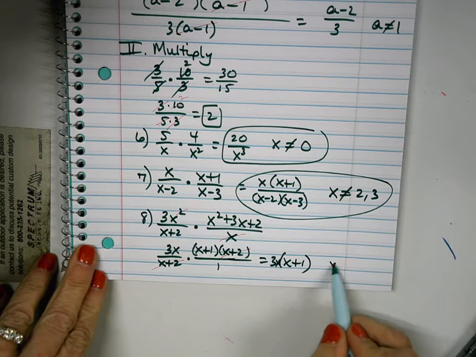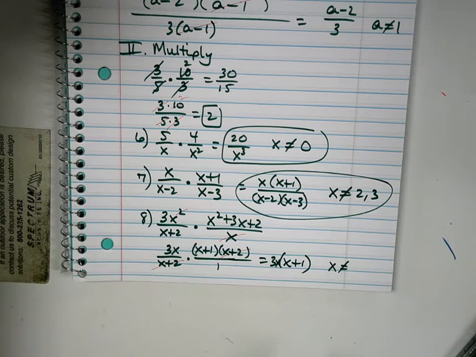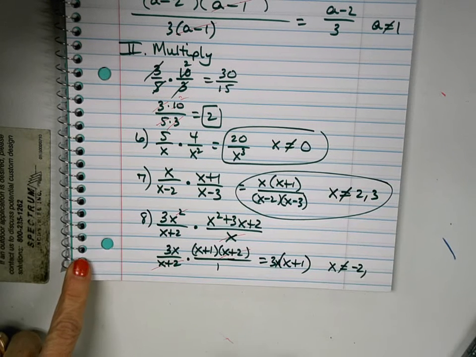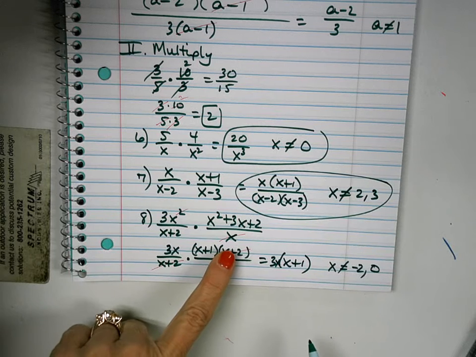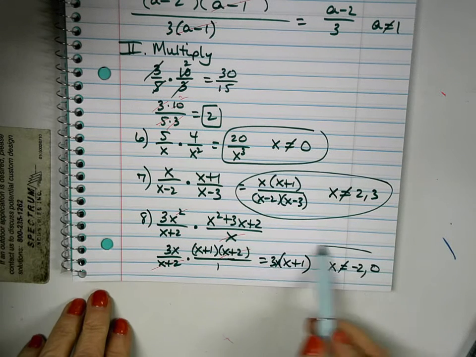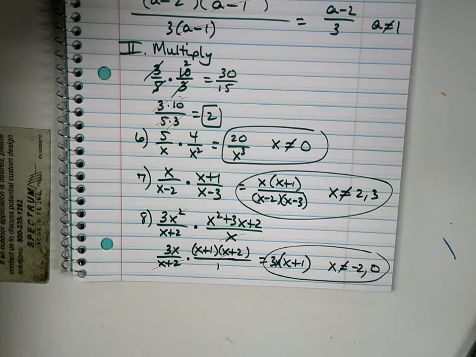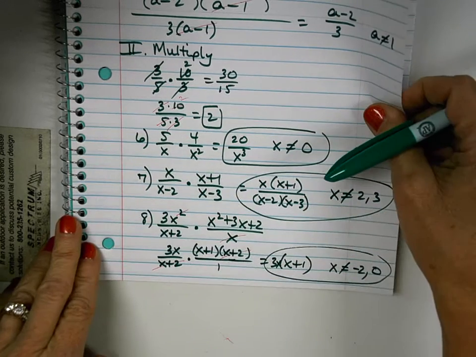Anything that x can't be? It can't be negative 2. There's another value. 0, right? This one that we canceled here, that one also. Yeah. Again, if you want to distribute, you can. I say why. Okay, one more of these.